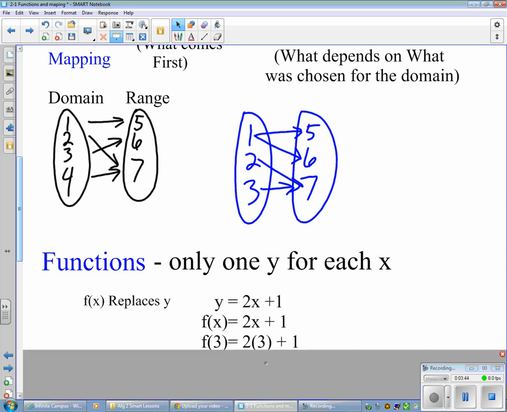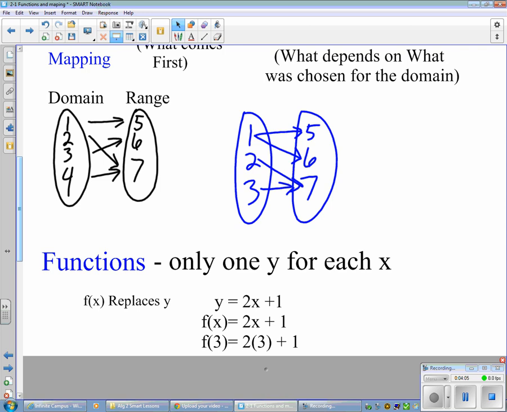Now something about this function notation, we call it f of x. And f of x means y. It replaces y. So if I have y equals 2x plus 1, if y equals 2x plus 1 is a function, which it is, I can replace that y with an f of x. So f of x equals 2x plus 1.